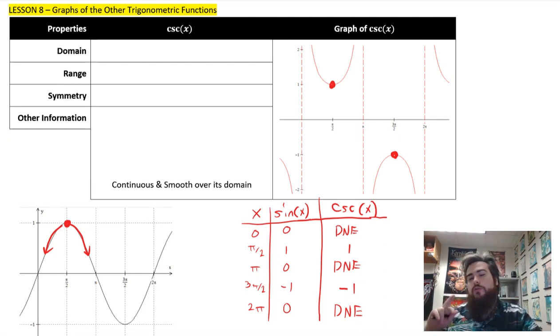Cosecant, which would be the reciprocal of that, would therefore be taking the reciprocal of a number that is getting smaller and smaller and smaller. And what happens when you take the reciprocal of a decreasing value or a very small number is that you instead get a very large number. So the values of sine that are getting smaller cause cosecant to get progressively larger.